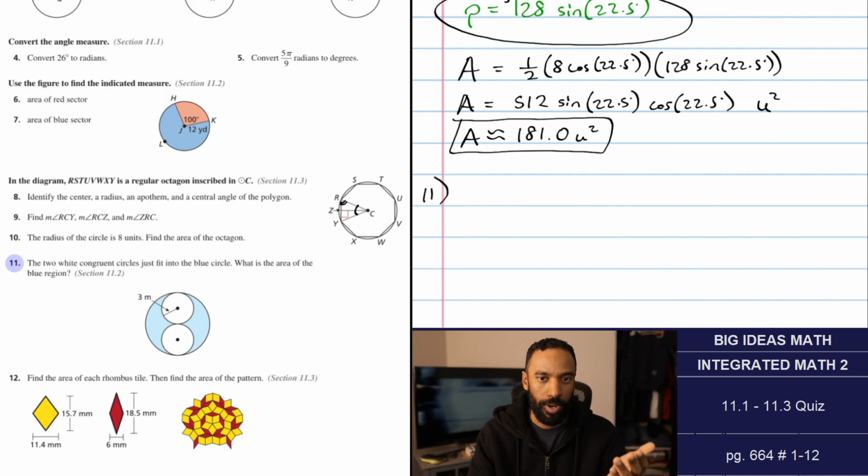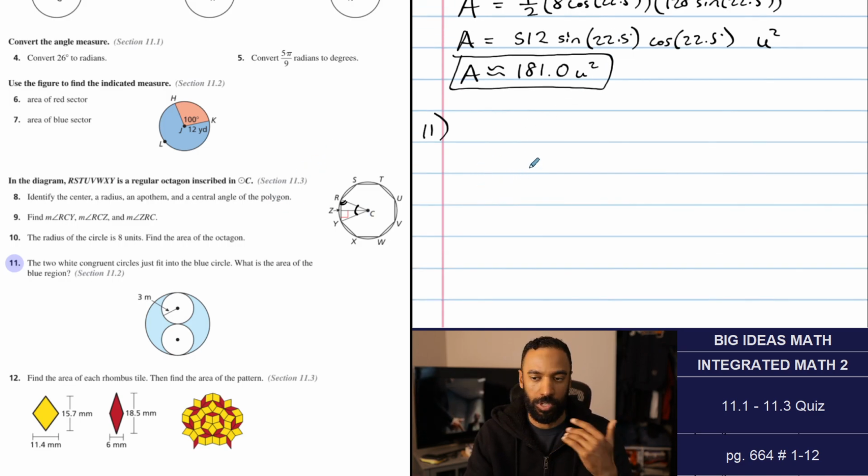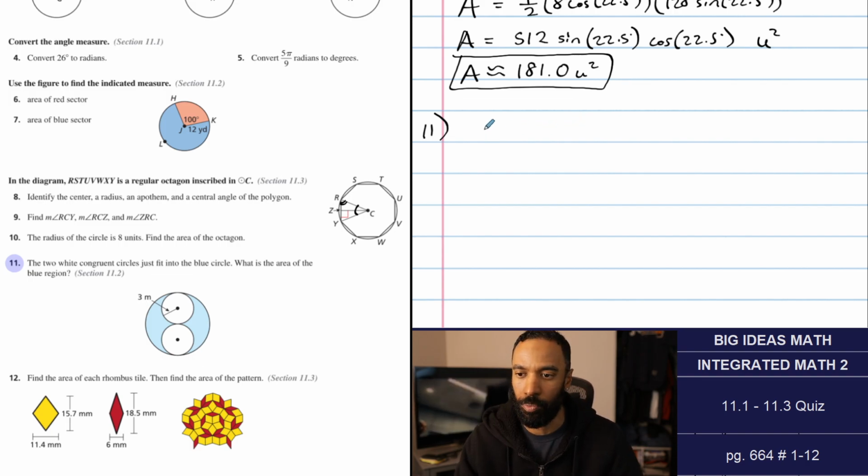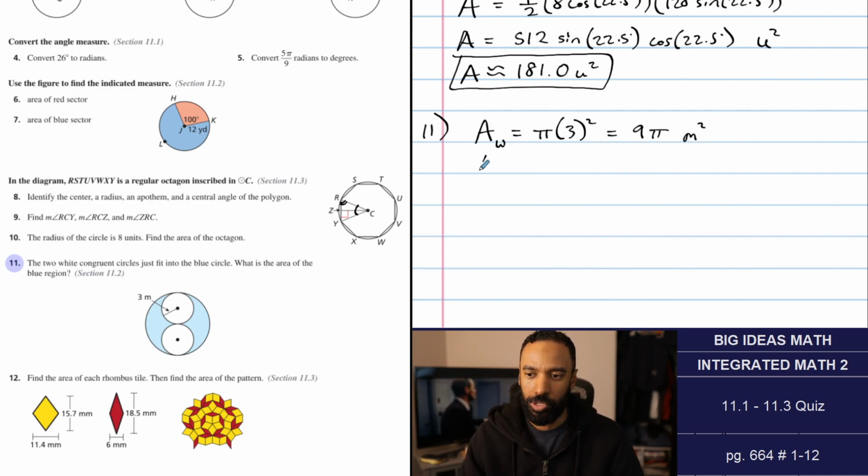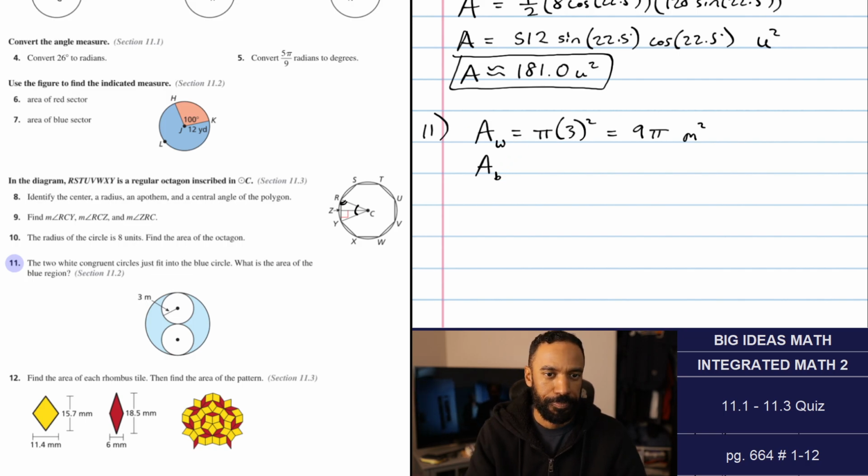In order to know how that's going to work, you can see the area of a white circle can be found using pi r squared with its radius being 3. So the area of a white circle is pi times 3 squared, which is 9 pi square meters. Again, don't round early on there. I want to kind of get that a little farther out. Square meters.